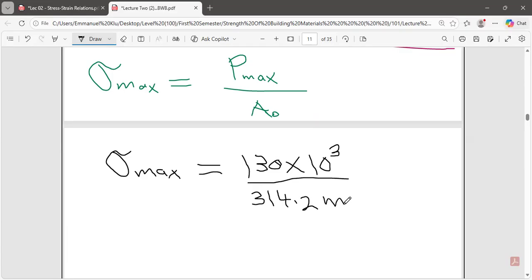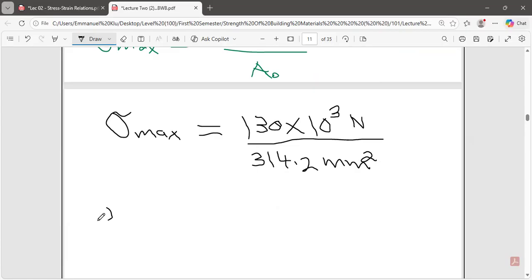314.2 millimeter squared. This is Newton. So let's all point this together on the calculator and see the answer we are going to get. So our maximum stress is going to be what? What is going to be the answer for our maximum stress? That is 130 times 10 exponent 3 all over 314.2.